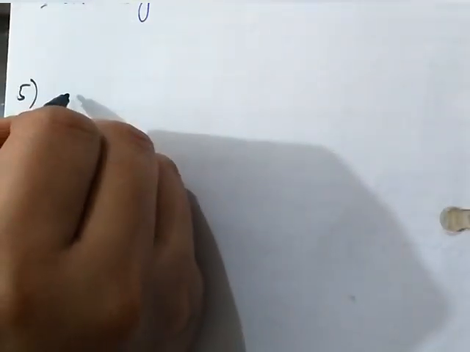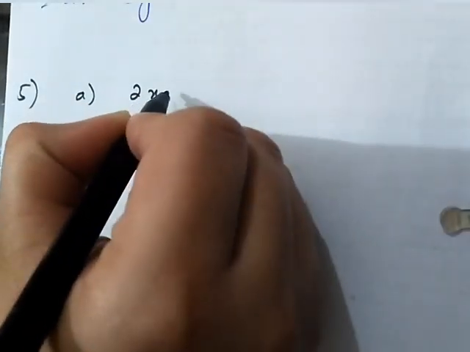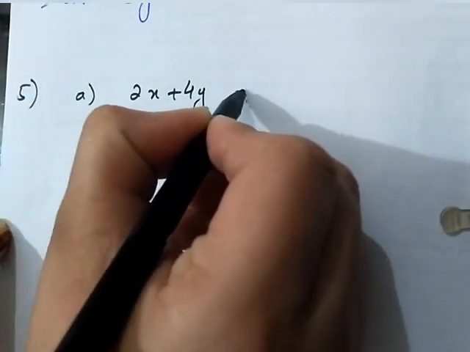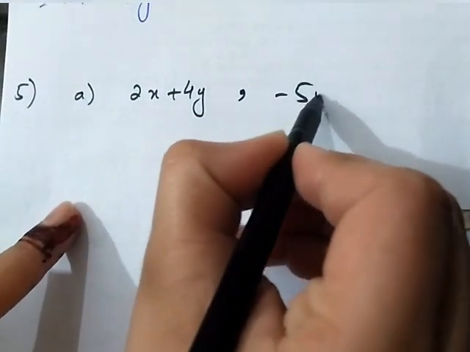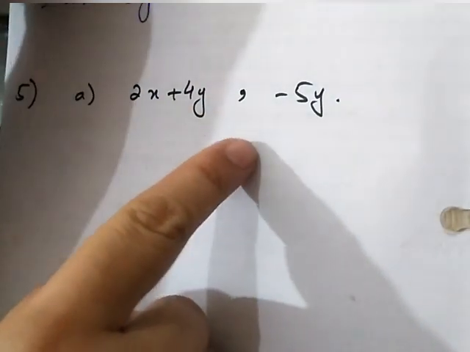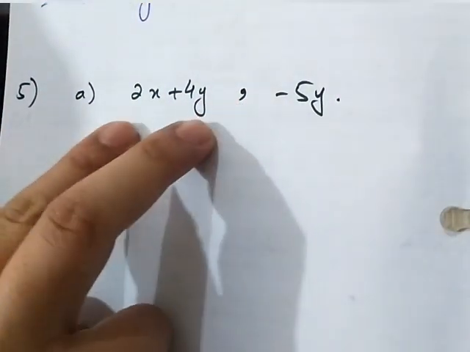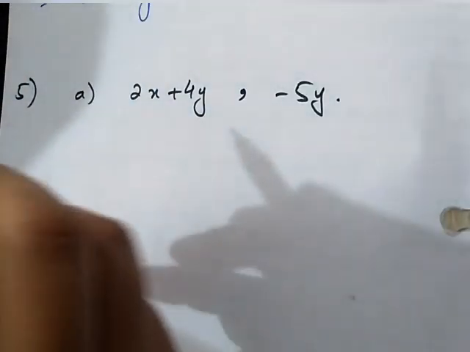So the question 5 is: find the sum of each of the following expressions. Okay, we have to sum up the expressions, and in part A we have 2x plus 4y, comma represents that. Now we write the second expression, this is 5y. Okay, this is part A of your question 5, and the comma represents that this is the first expression and this is the second one. Now we have to sum, meaning add.